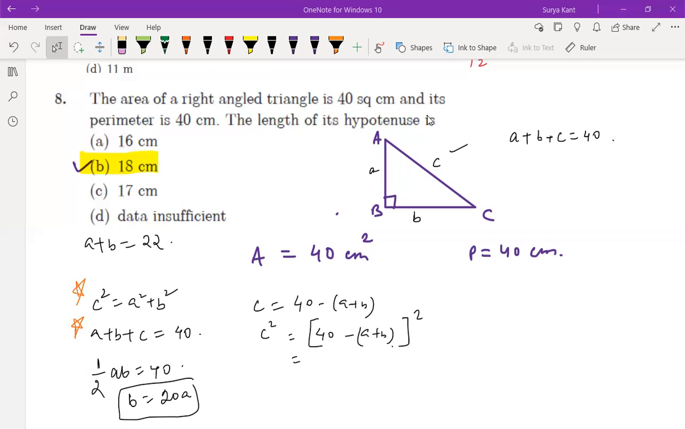All right. Sir, after expanding this equation, C square, we will get a plus b equals 22, sir. So, sir, we got the equation for C equals. Now you say, yeah, we got a plus b equals 22 after expanding this equation. Again, it's not working.